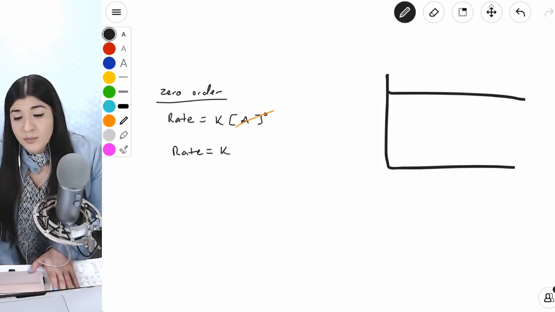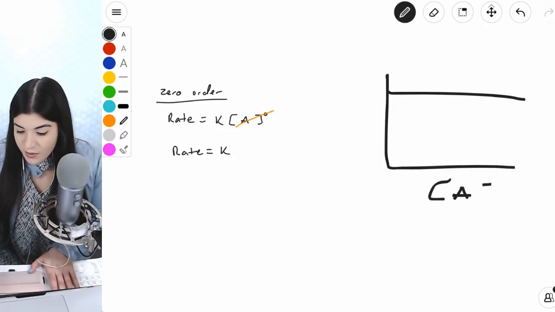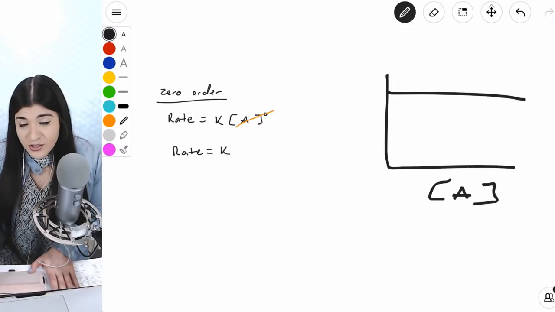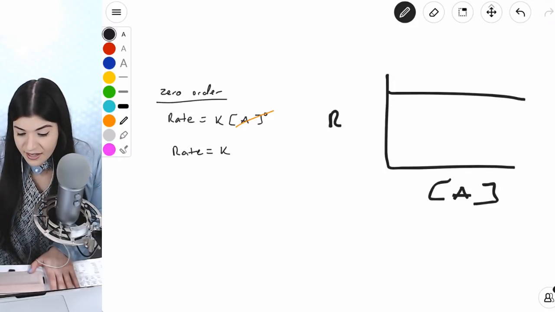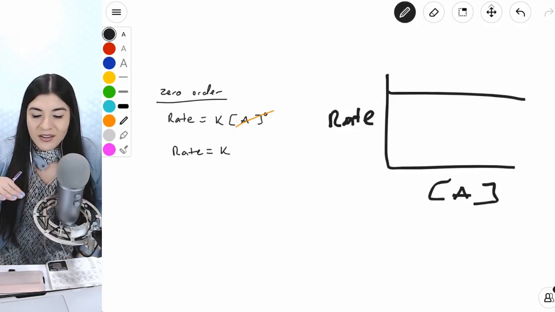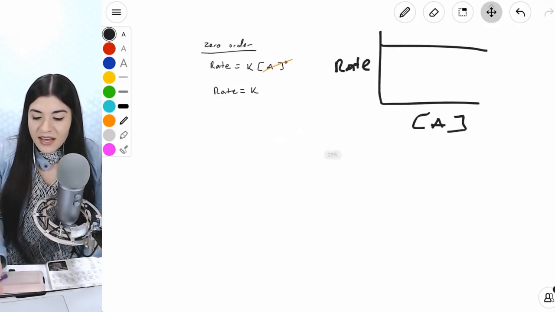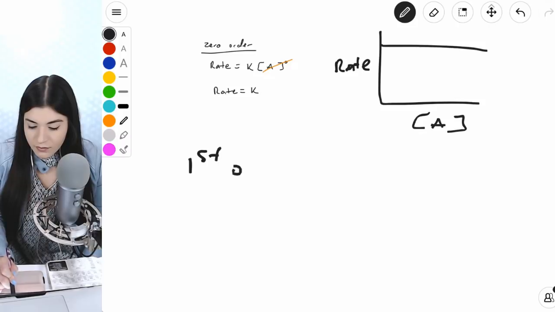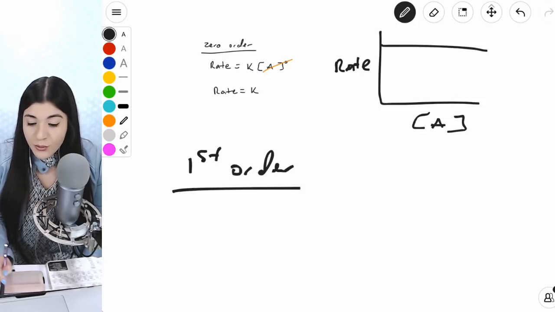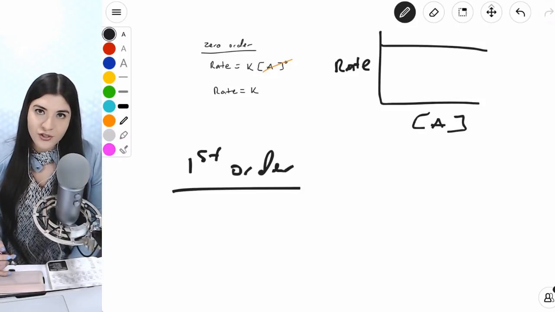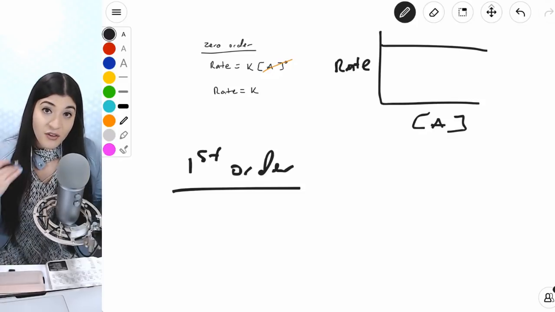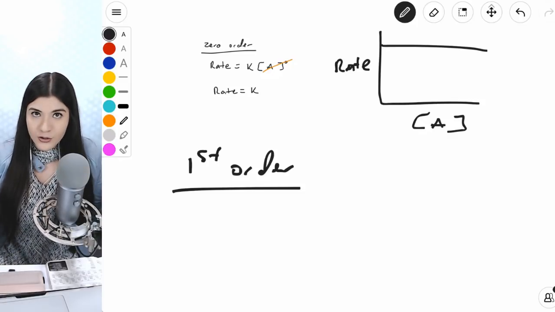So nothing's changing, because it doesn't. Here, remember that the x-axis is the concentration of your reactant, and your y-axis is just the rate. So that's why it's completely constant, nothing's changing. And then let's say for first order, it does depend on the concentration of your reactant. Actually, all the other orders do.